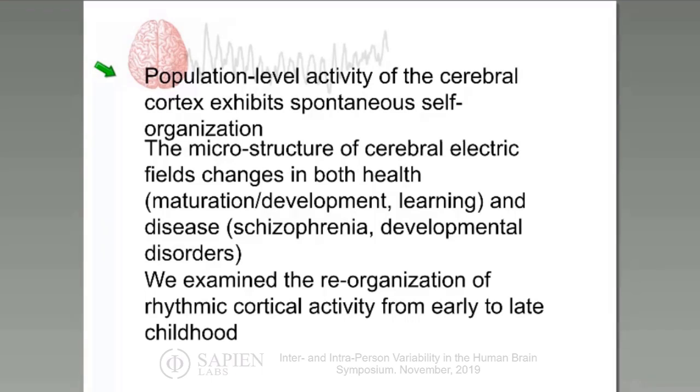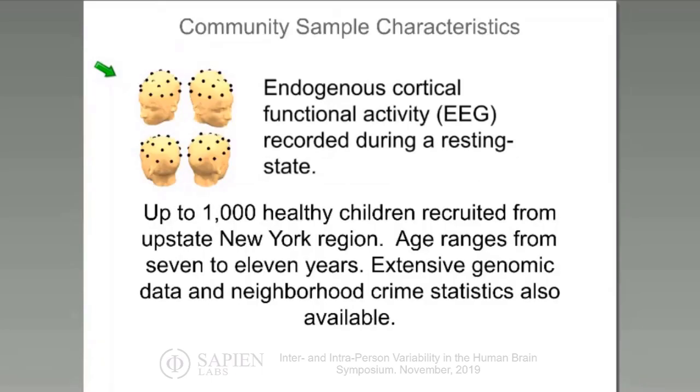So in the studies that I'm going to talk about today, we examine how this resting state rhythmic cortical activity becomes reorganized during this period from early to late childhood. This is a developmental period that has been somewhat neglected in the existing literature. To the extent that people have examined it, oftentimes these age bands will all be averaged together. What we wanted to do here was to look at 1-year age bands in order to chart fine-grained development of these cortical electrical fields during this important developmental period.